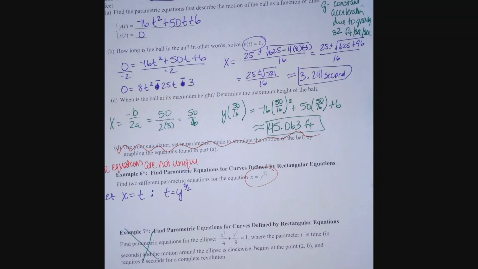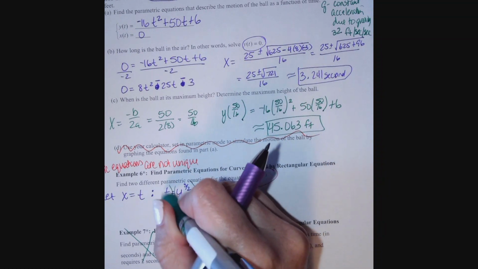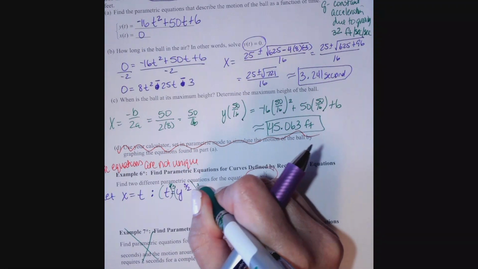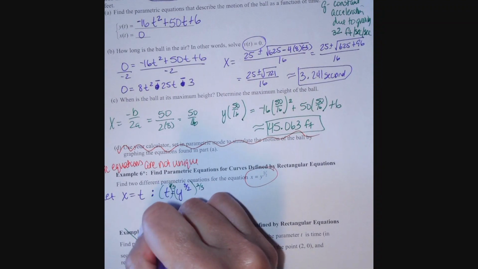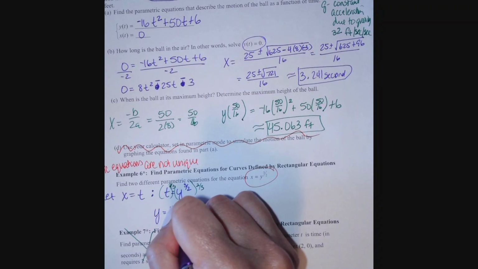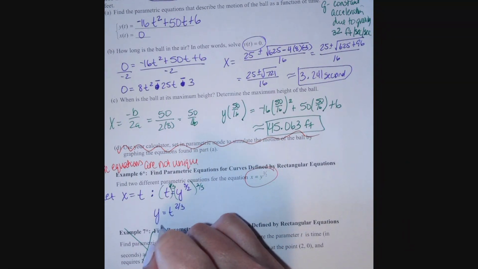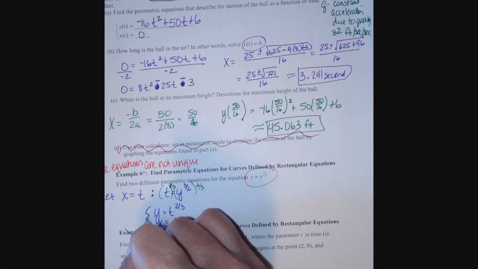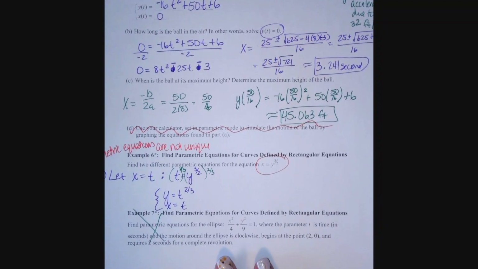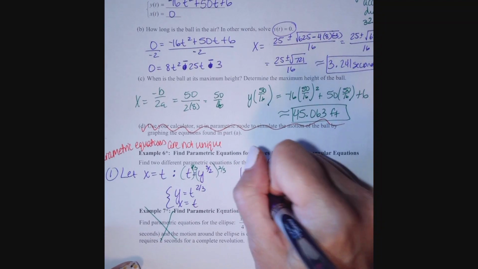And to solve for y, I'm going to raise both sides to that inverse power, so that's the 2/3 power, and that gives me y equals t to the 2/3. And that is true for when x equals t. So there is a system of parametric equations. There's one system. What about another system?